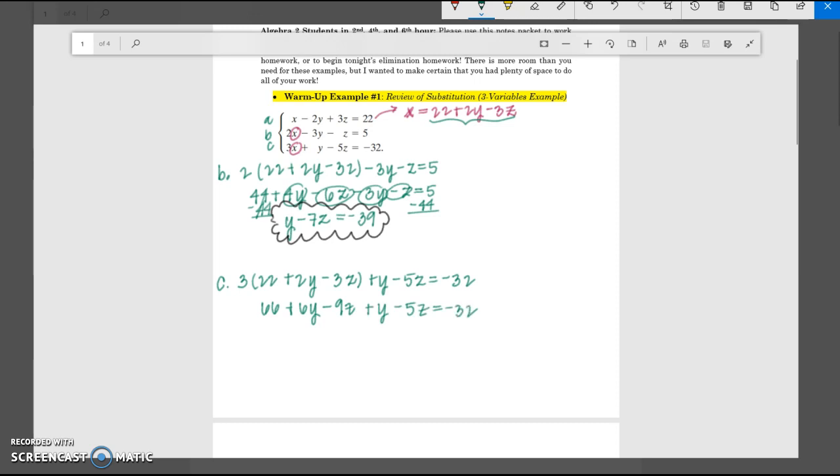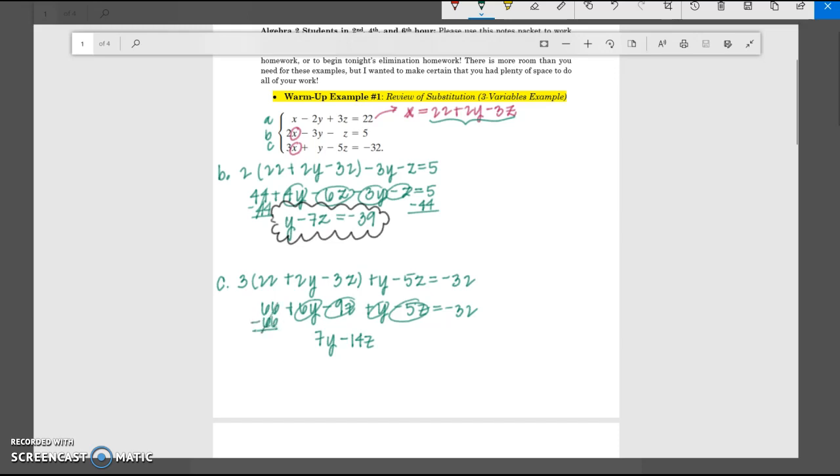So then when I combine my y's, 6y plus y gives me 7y, and then minus 9z minus 5 more z's is going to give me negative 14z. So I combined my y's, and then I combined my z's. Then I just need to combine my constants.